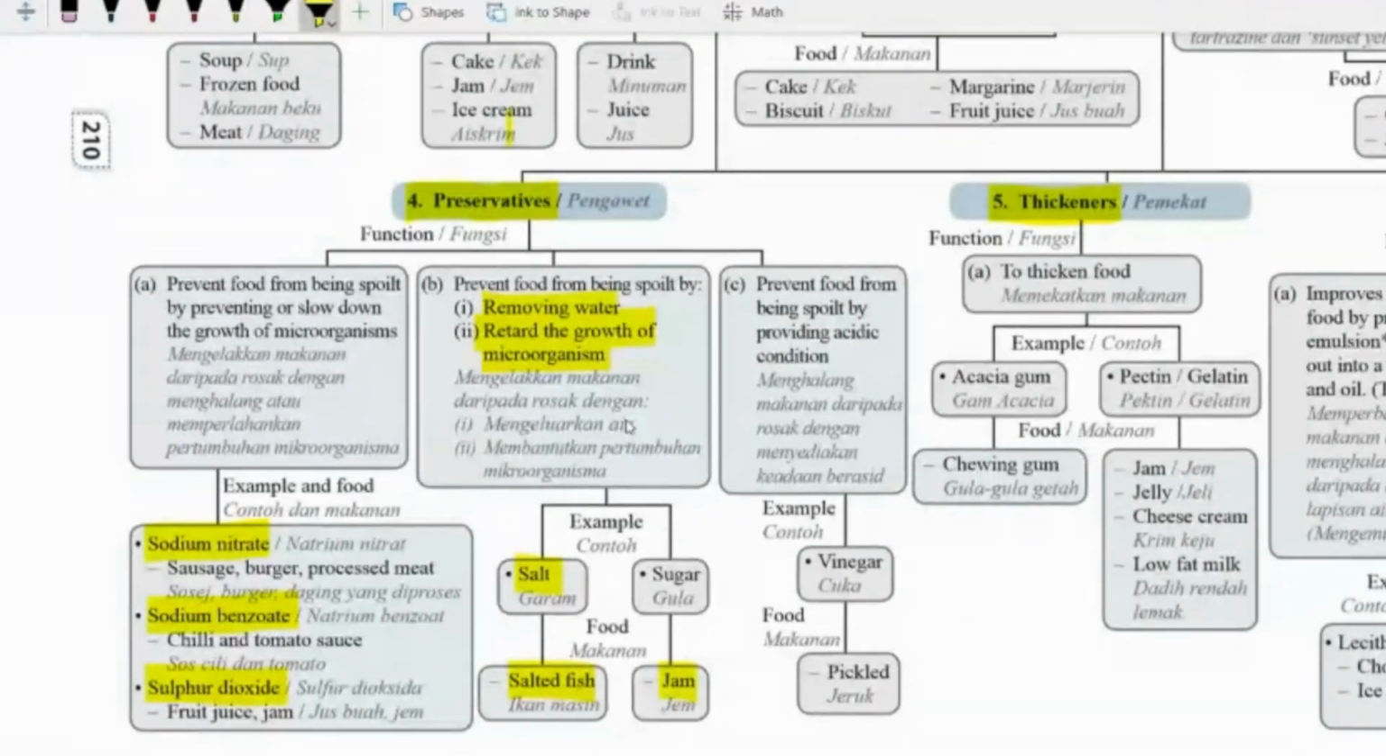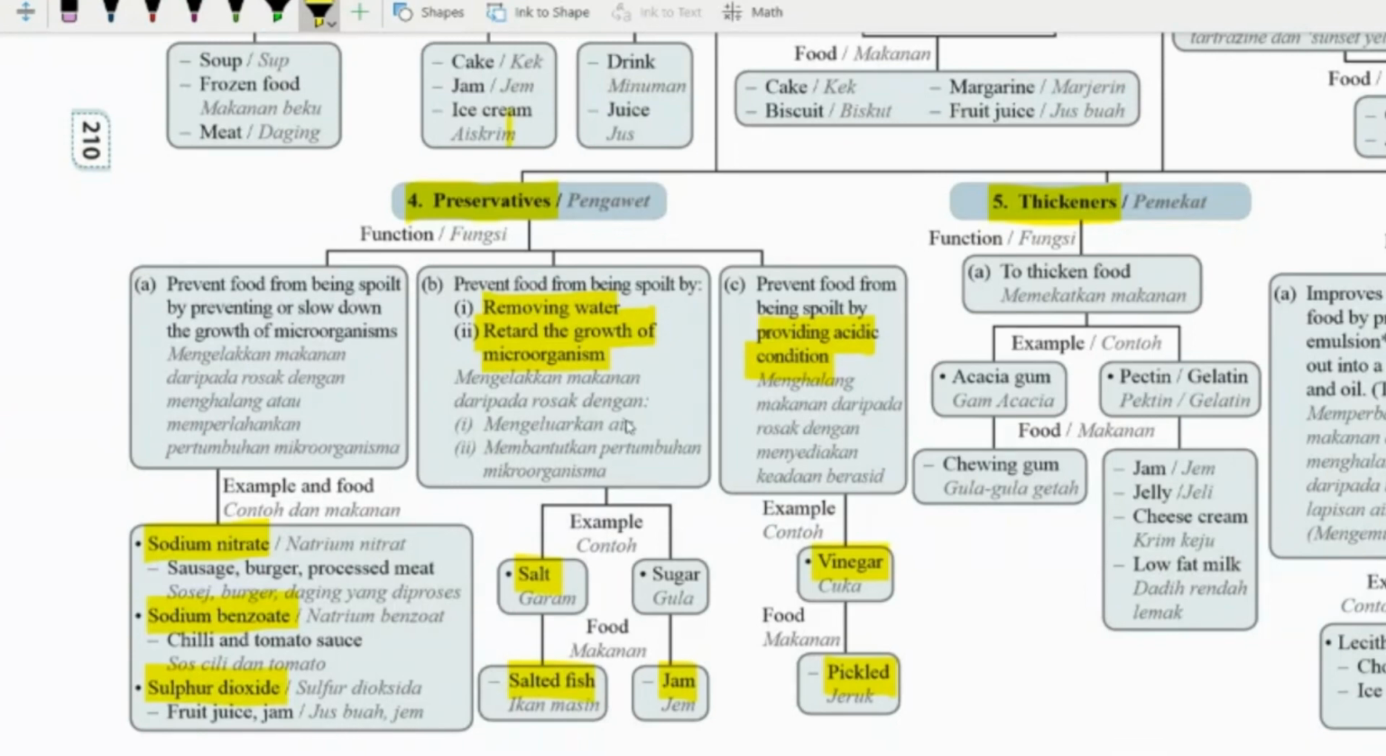And then another way is providing an acidic condition. In a very acidic condition, the microorganisms also cannot survive. For example, you put in vinegar, like pickled fruit or nuts. You put them into a container and put vinegar inside, then they can last a longer time.